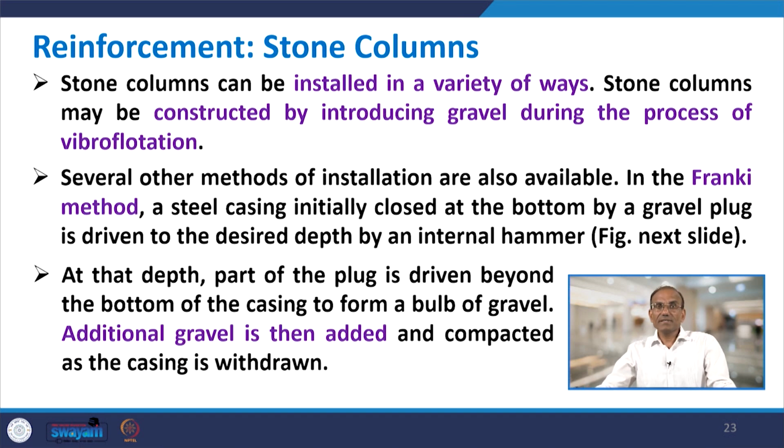Stone columns can be installed in a variety of ways. Stone columns may be constructed by introducing gravel during the process of vibroflotation. Several other methods of installation are also available. For example, in the Franke method, a steel casing which is initially closed at the bottom by a gravel plug is driven into the desired depth by an internal hammer, and at the depth part of the plug is driven beyond the bottom of the casing to form a bulb of gravel. Additional gravel is then added and compacted as the casing is withdrawn.